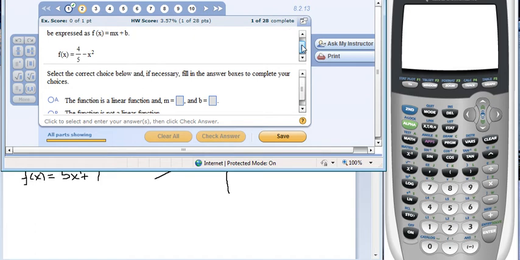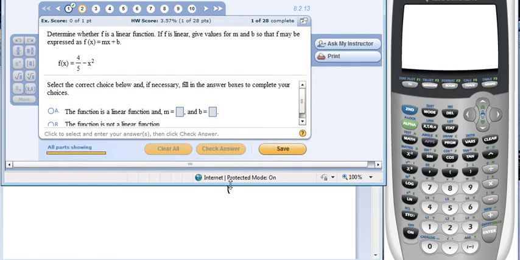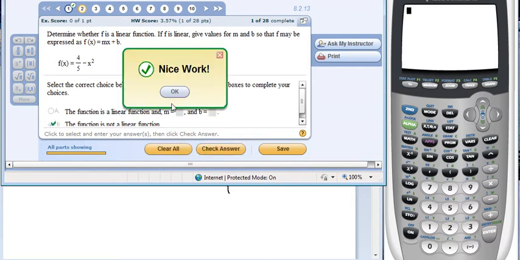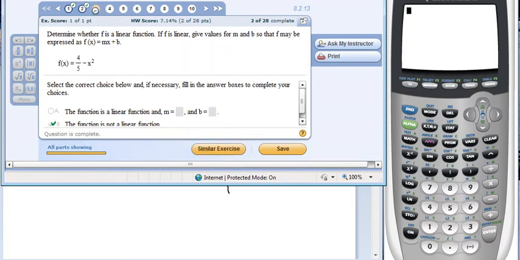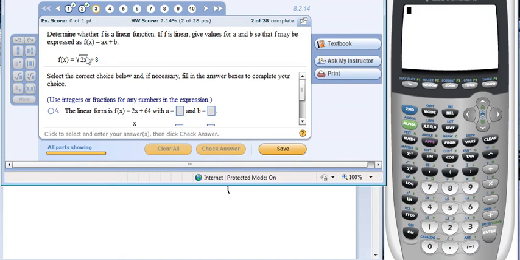Let me get this down just a bit so that we can see it. There we go. All right, so now we're going to decide whether or not this is linear. Remember I said that on x it has to be a power of 1. This has a power of 2. So this function is definitely not linear. We've got a square root over this one, so that's not linear.